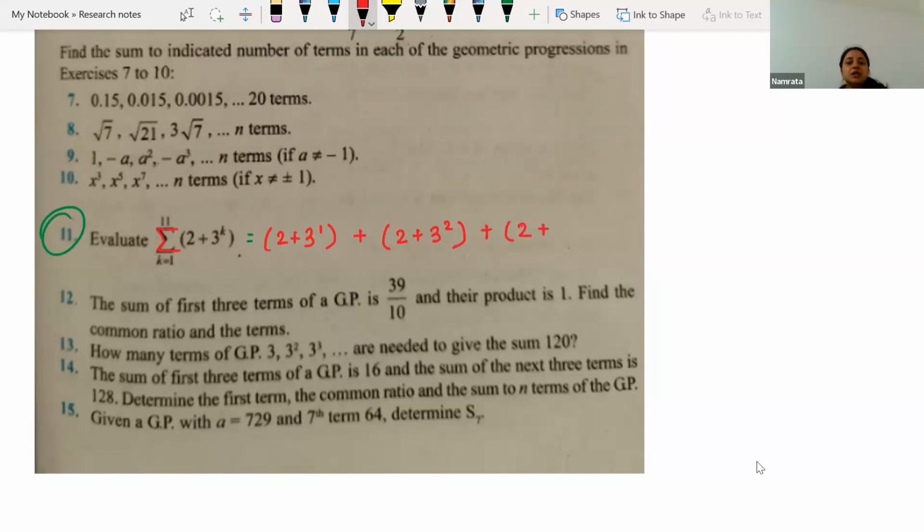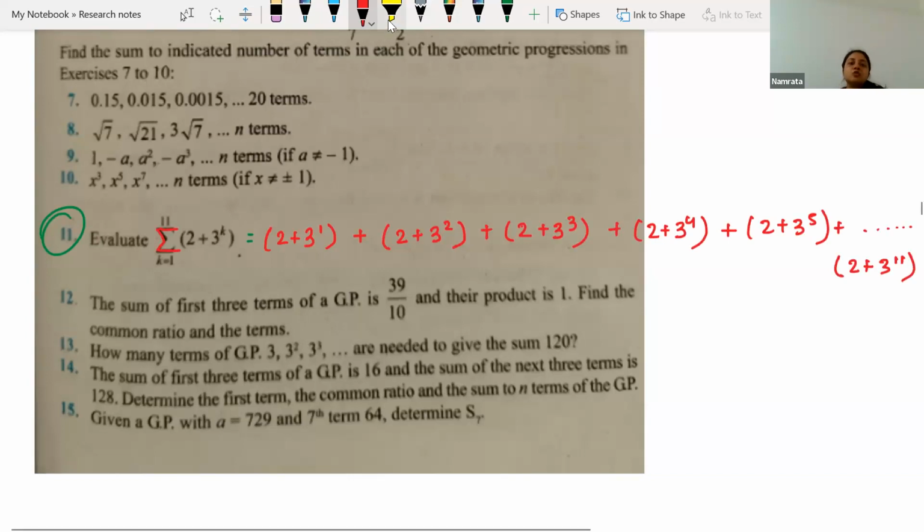The third term will be 2 plus 3 to the power 3. The fourth term will be 2 plus 3 to the power 4. The fifth term will be 2 plus 3 to the power 5. Just like that, the numbers will keep on going, till which number? 2 plus 3 to the power 11. Right, Lena?